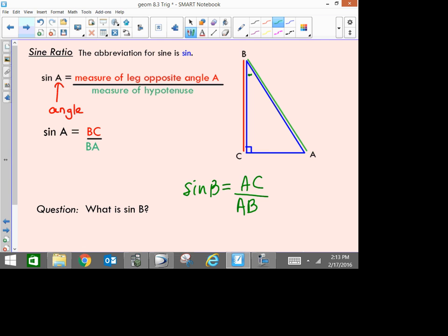Let's say this is a 6, 8, 10 right triangle. The sine of B would be what? 8 over 10, or 4/5. When we did the special triangles, we learned that every 30-60-90 or 45-45-90 has a special relationship. Well, every 6, 8, 10 triangle has a special relationship too. The sine is always going to be 4/5.